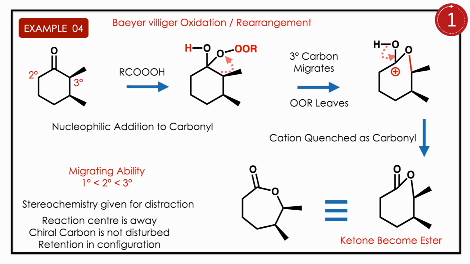You have a beautiful 7-member ring with the same stereochemistry. Here the stereochemistry is given for distraction, because the reaction center is away from the stereochemistry. The concept you have to learn here is that in a cyclic system, ring expansion happens in Baeyer-Villiger oxidation.